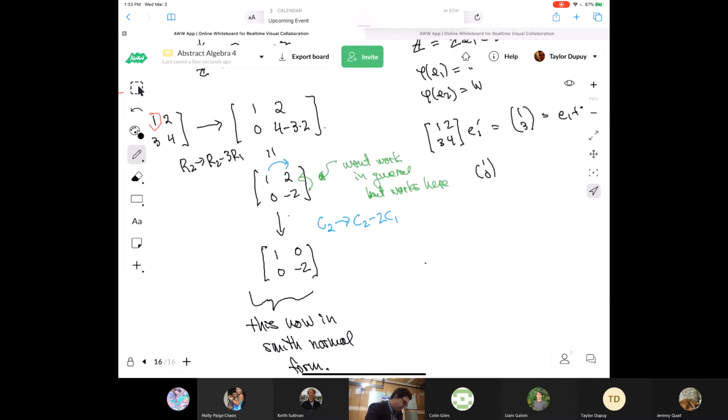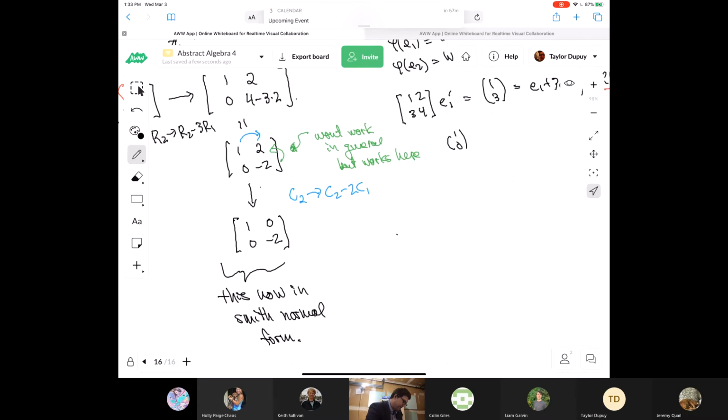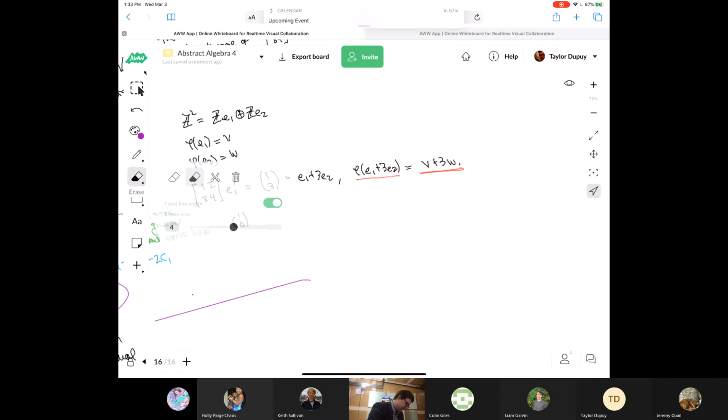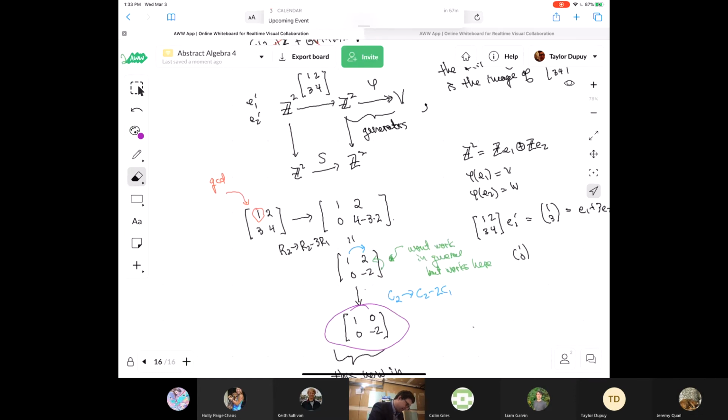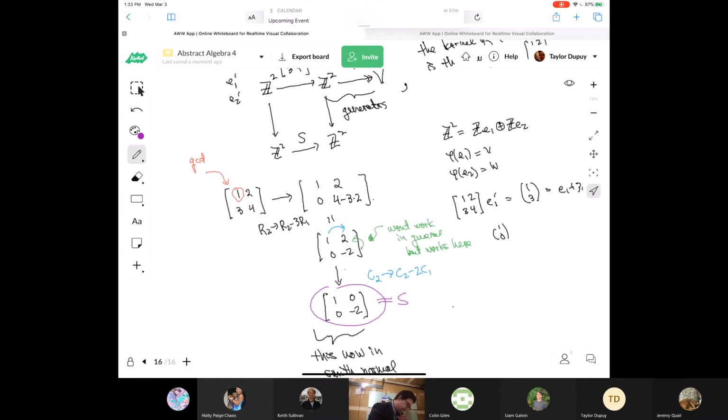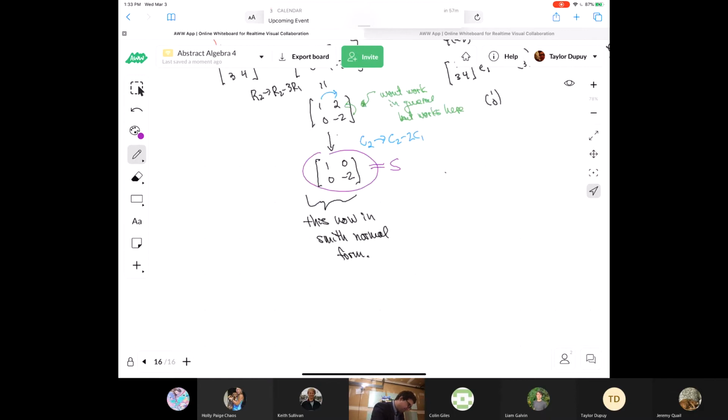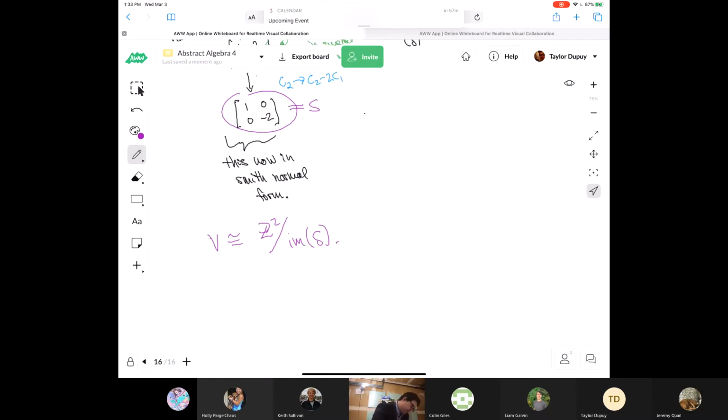Now we have a new basis, a new set of generators, and we'll take this purple thing, and the purple thing goes back into this piece here. So this is our S. Now we know that V is isomorphic to Z2 modulo the image of S, and this is easier to compute. The image of S, S is this thing.